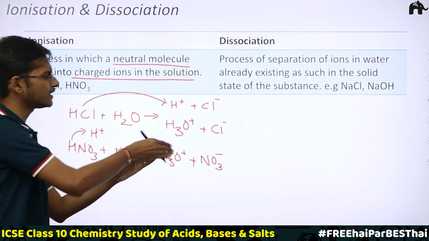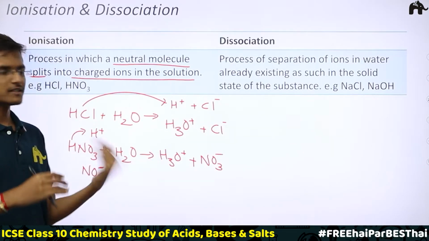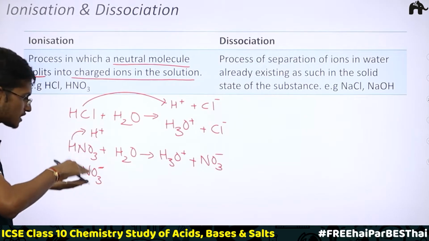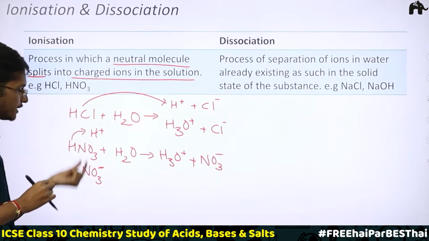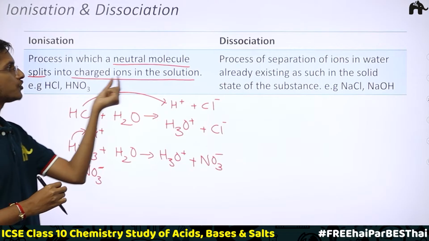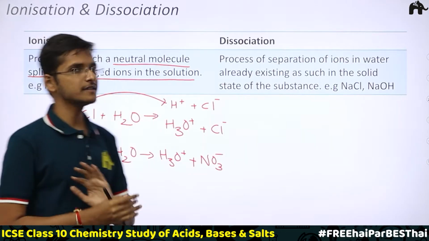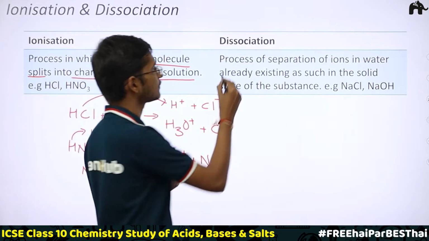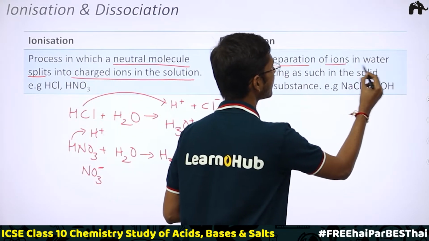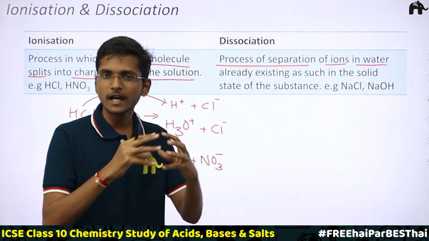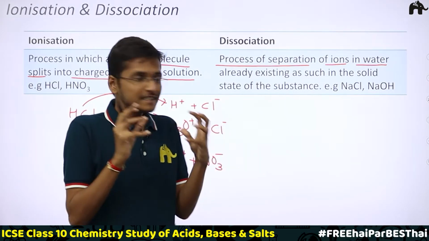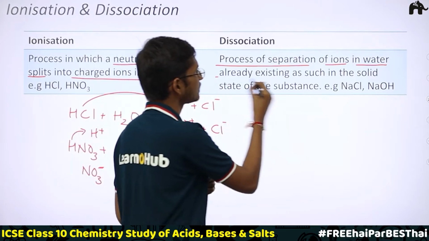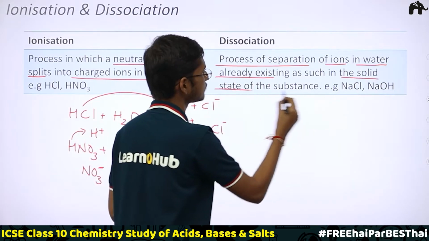Later on that H+ is getting combined with water. That's the other thing, but our main point is that it is getting converted into charged ions. The neutral molecule is splitting into charged ions in the solution. Now dissociation is very simple, it's just the process of separation of ions in water. Ions get separated in water, and these ions are already existing in the solid state of the substance.